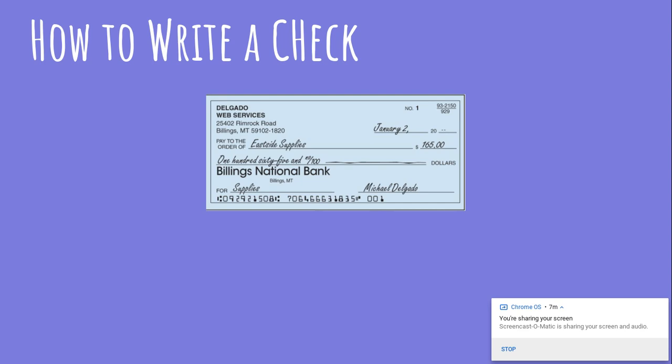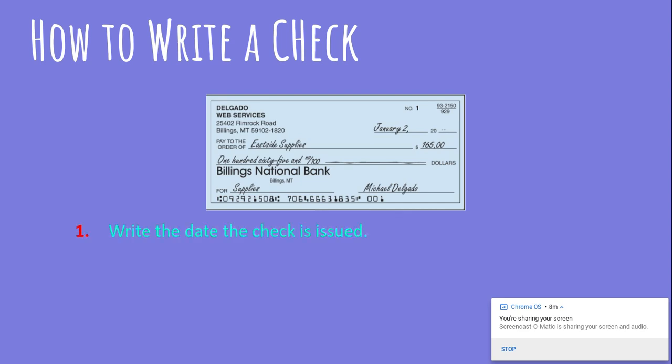And then there's the for line. I guess I skipped over it. Right below where he wrote it out is Billings National Bank. That's where the check is coming from, where Delgado Web Services has his account. And then there's the for. What is this check for? This check is for supplies. And then he signed it down there at the bottom.